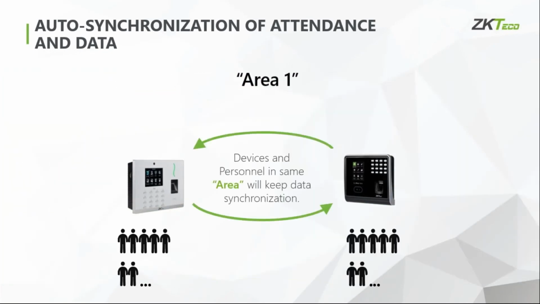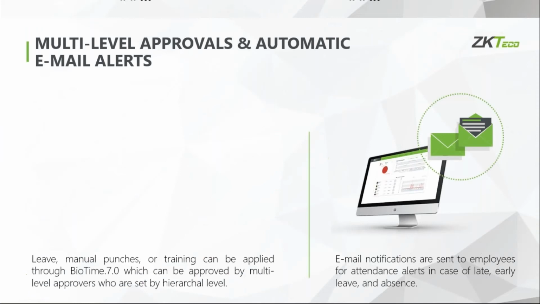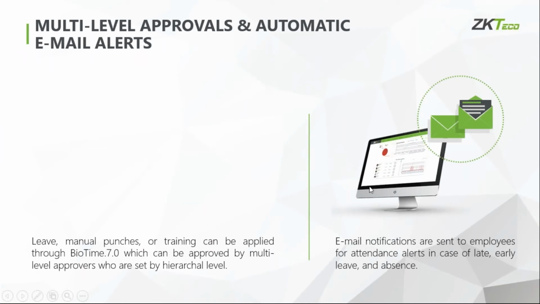So next we will be doing the multi-level approvals. Here you can see the level of approvals which you set in BioTime 7.0. Each department will have an approver. So you can create one approver or multiple approvers for each department. There will be automatic emails in case of attendance exceptions. So let's move to the software part.